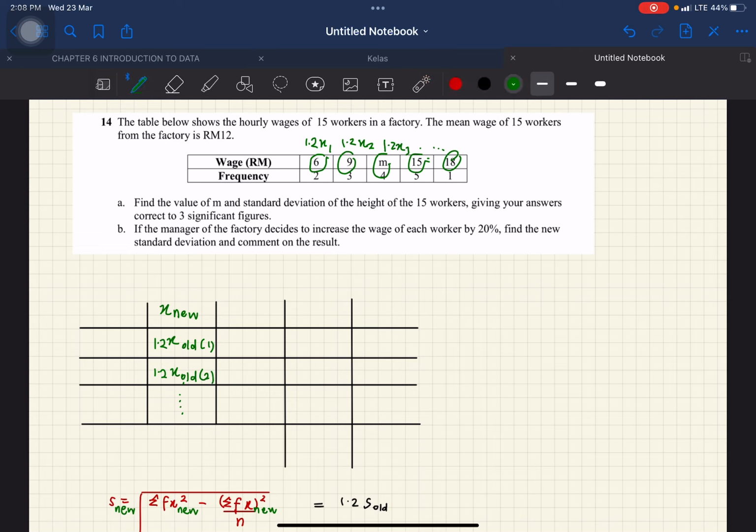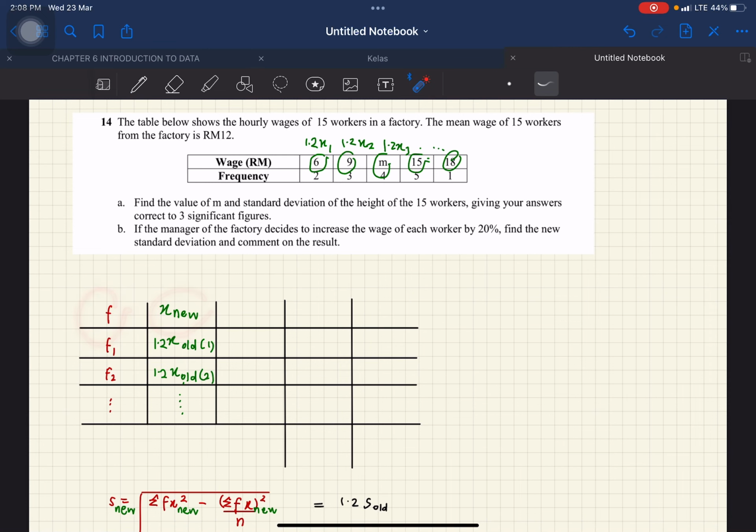Okay, so the next thing is we put in the F values. Based on our frequency, does it increase? Will the frequency increase when the wage increases? No, right? So the frequency does not increase. Only the X value increases, the wage. So F stays the same: F1, F2 and so on until F5. Okay, so that is F, settled, and X settled.